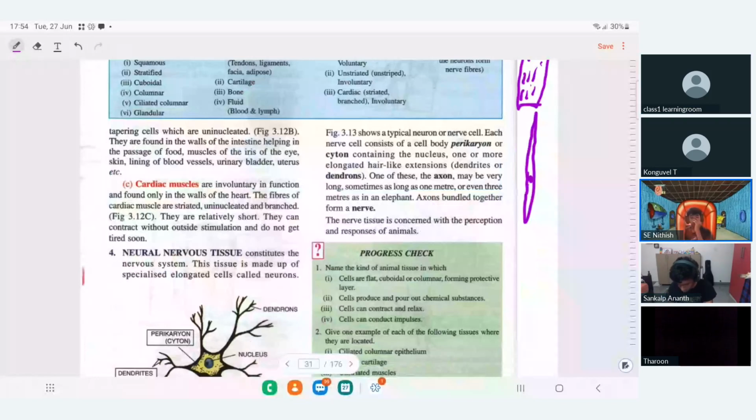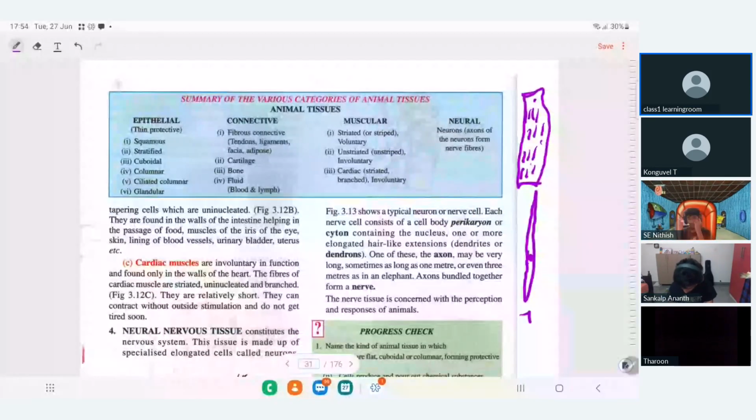So next, cardiac muscle. Of course, like the striated muscles, they look like that, with many cells interconnected. Here you can see the striations. But the cardiac muscle is involuntary. Only the heart is made up of cardiac muscle. Here you can see uninucleated cells.